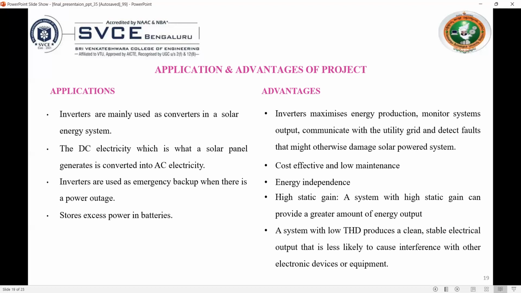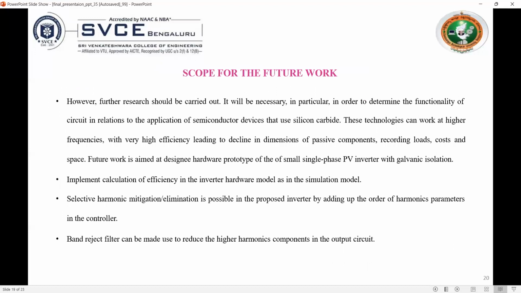High static gain. A system with high static gain can provide a great amount of energy output. A system with low THD produces a clean, stable electrical output that is less likely to cause interference with other electronic devices or equipment. So, the scope for future work is that further research should be carried out. It will be necessary, in particular, to determine the functionality of circuit relations to the applications of semiconductor devices that use silicon carbide.